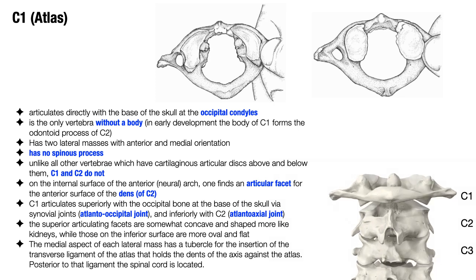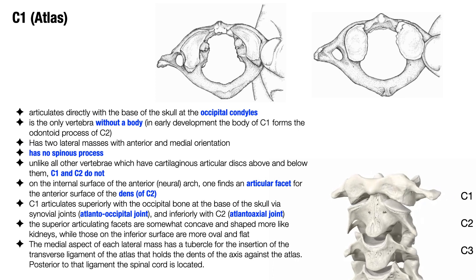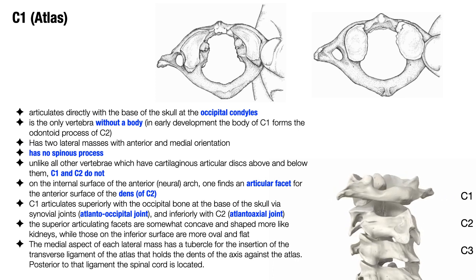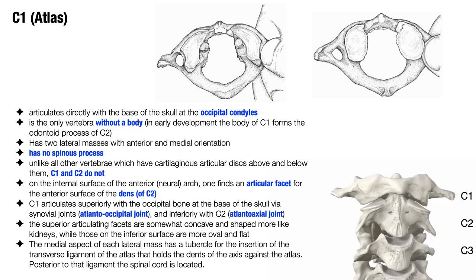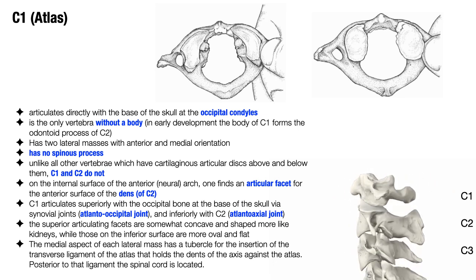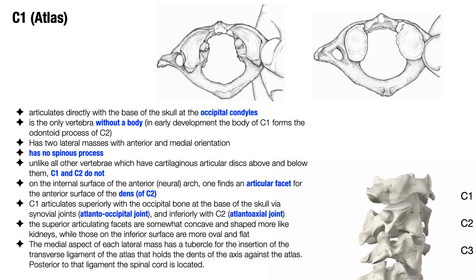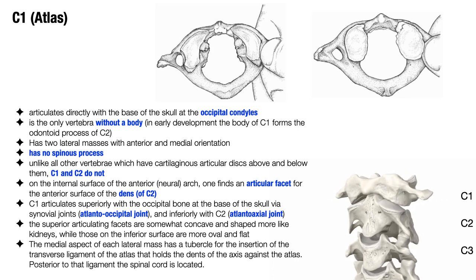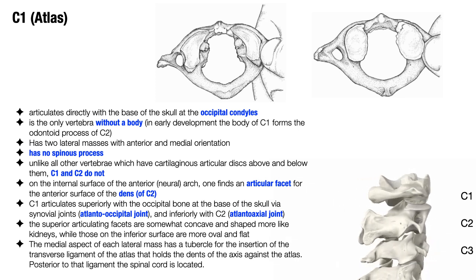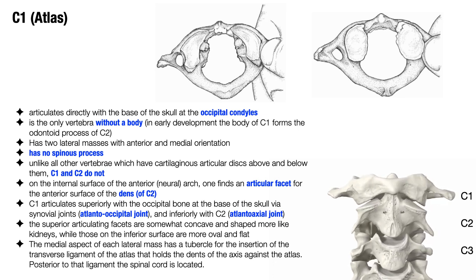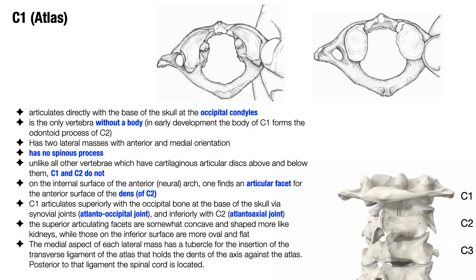Medially to those lateral masses, there is a tubercle. You can see it in the image on top of the text, inside the vertebral foramen. This tubercle is for the transverse ligament to attach and jump from one side to the other, from left to right or right to left. This ligament is to hold the dens of the axis against the atlas inside that vertebral canal.